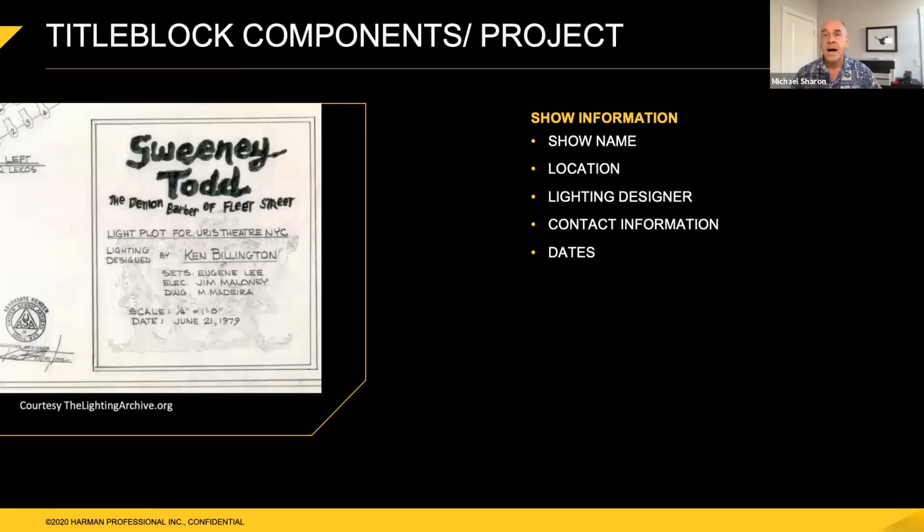So, the title block. Even if you've got multiple pages of drawings for a particular show, your title block is going to have certain critical things that are going to be on all of the pages. And of course, the most important thing is, what's the show? Where is it? Who you are, your contact information, which is super critical, and of course the dates. You certainly don't want somebody to start loading in last year's show because they happen to have the same show and the same lighting designer and everything else. So those things are all super critical to have.